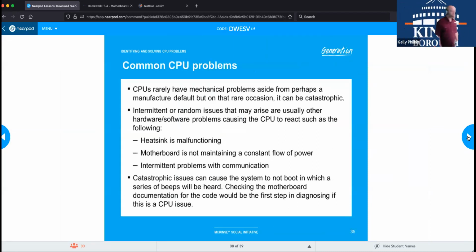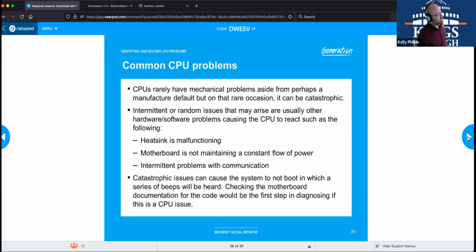Thankfully, CPUs rarely have mechanical problems aside from manufacturer's defects. But on that particular occasion, it can be catastrophic to your system. Some intermittent random issues are usually other hardware or software problems causing the CPU to react. If your heatsink is malfunctioning, like if you didn't apply thermal paste properly, it could overheat very quickly when you turn it on, and then the system shuts down trying to save itself. So if you have a system that continually crashes shortly after you start it up, likely you're having a cooling issue.